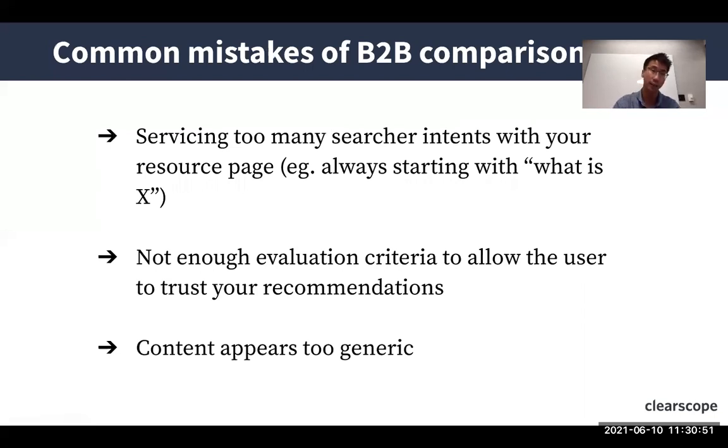So the common mistakes then of B2B comparison sites is servicing too many search intents. Again, there is this general idea that has been floating around, longer content is better, and trying to stick everything onto each page. And again, a page has an objective, and a comparisons page objective is to help people navigate the different solutions that are on the market. And kind of bloating it up by starting with irrelevant informational intents is really not doing your page any good.